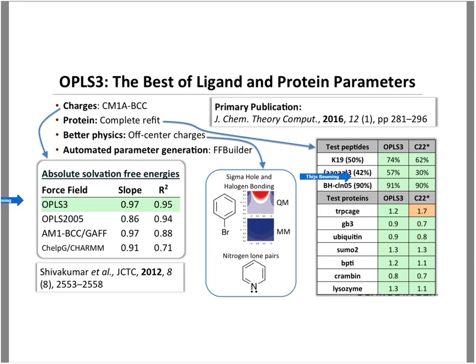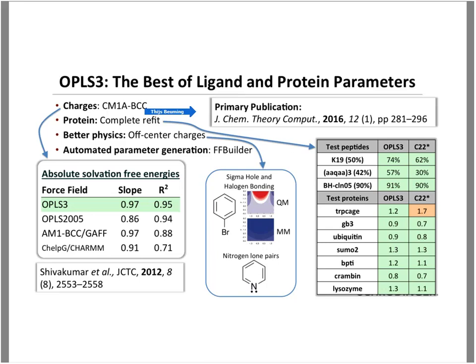OPLS-3 does very well in predicting solvation-free energies, and that's shown here on the left. And there's a paper in JCTC from a number of years ago where we've shown that having better force field parameters makes a difference there. But we continue to improve our force field by addressing additional physical phenomena like these off-center charges that you can see in aromatic halogens and aromatic nitrogens. And we represent those in the forms of sigma holes. That's also part of the OPLS-3 force field.